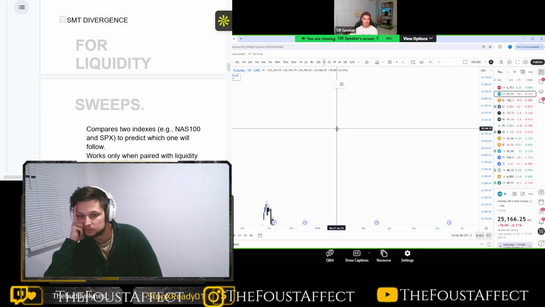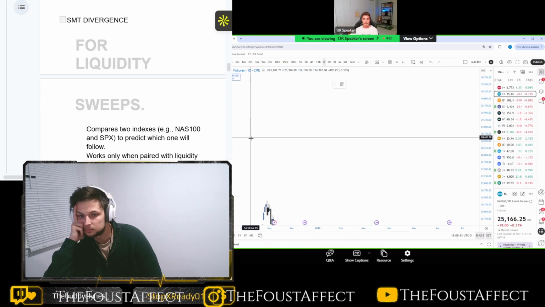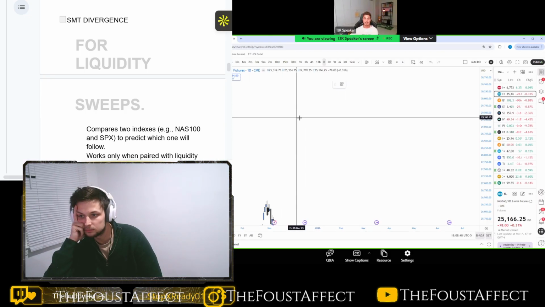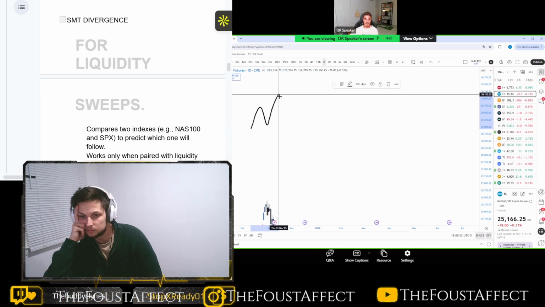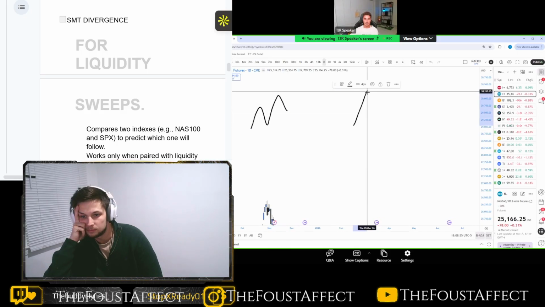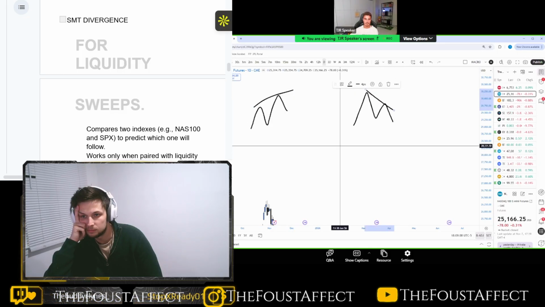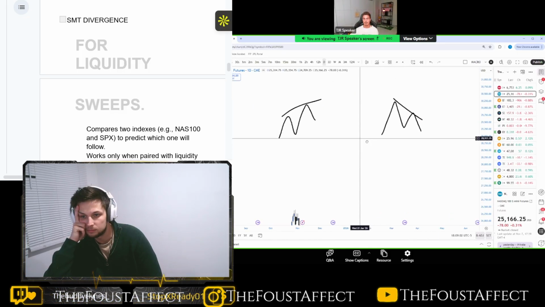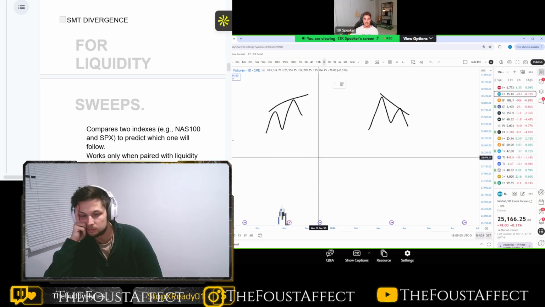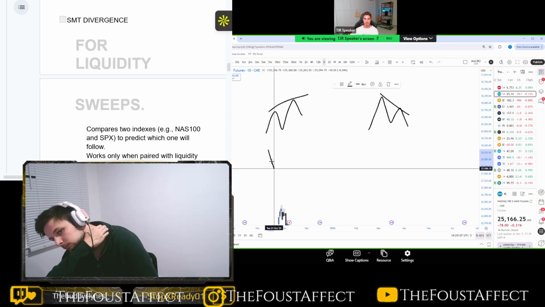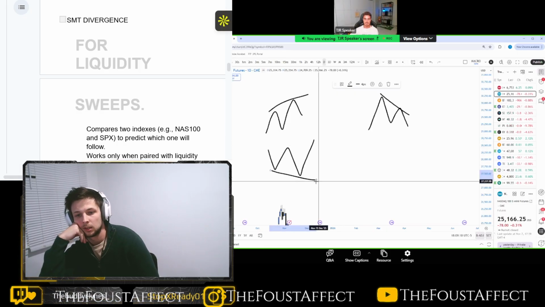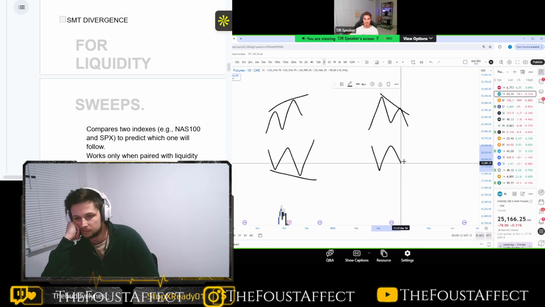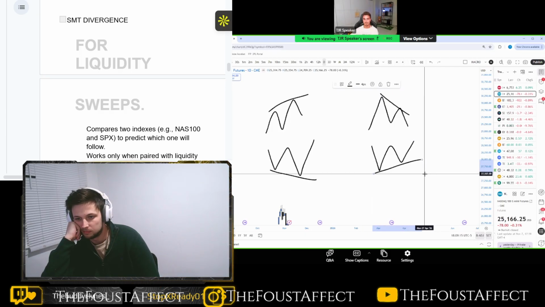So an SMT divergence to the downside, and again, it doesn't have to be NASDAQ to the S&P 500 or the S&P 500 to NASDAQ, it can go either way. Bearish SMT divergence is when one of the indexes makes a higher high and the other index makes a lower high. And a bullish SMT divergence is when one of the indexes makes a lower low and the other index makes a higher low.